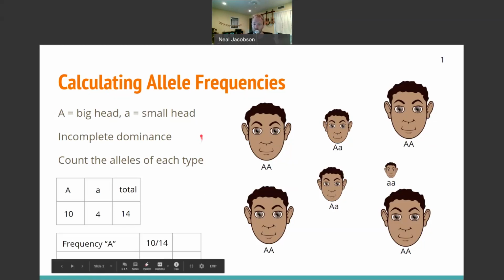And divide that by the total number of alleles in the population, which is 14. I do the exact opposite for the little a. So I just say the number of little a alleles, which is 4, divided by the total, which is 14. And that should give me the frequencies. And the frequencies will typically be a decimal. It'll be like 0.71. I'm rounding these numbers, by the way, 0.71 and 0.29.